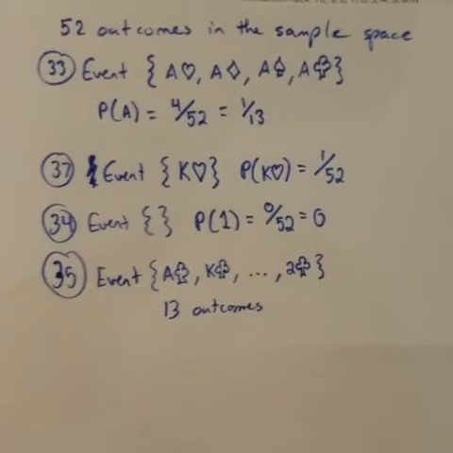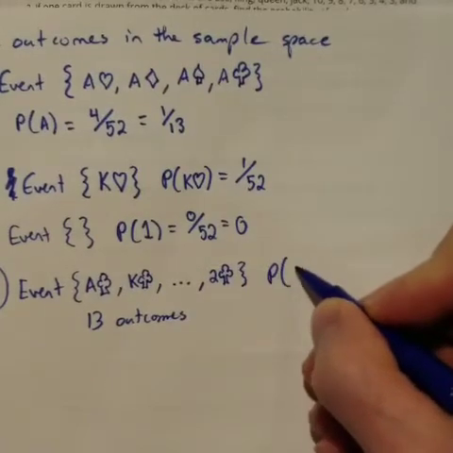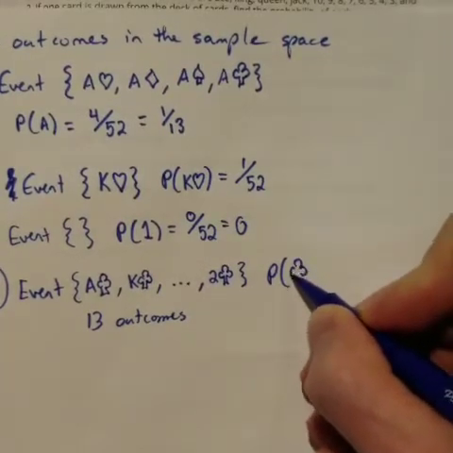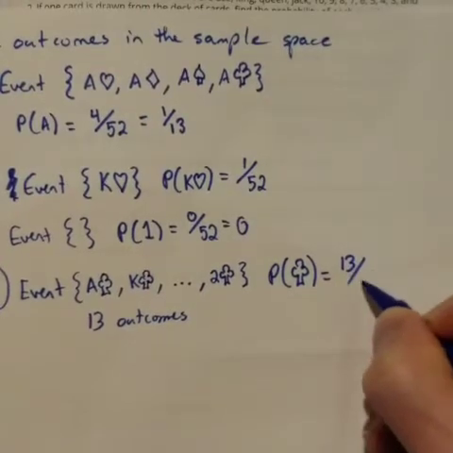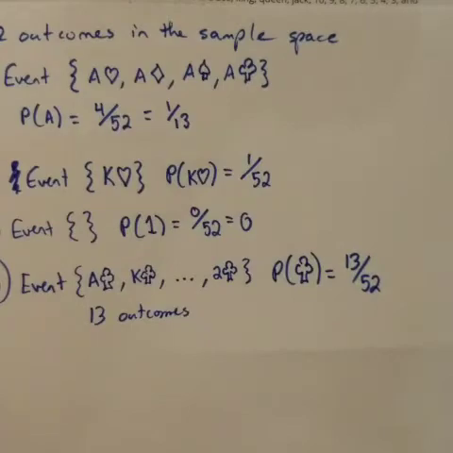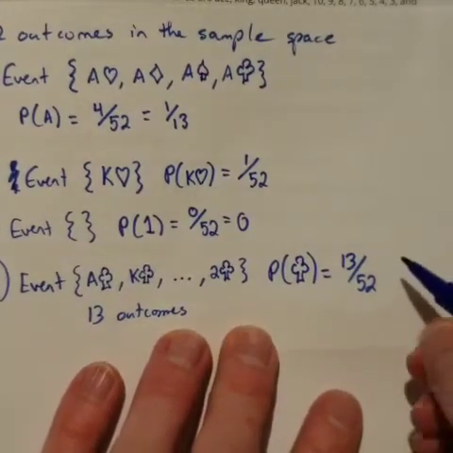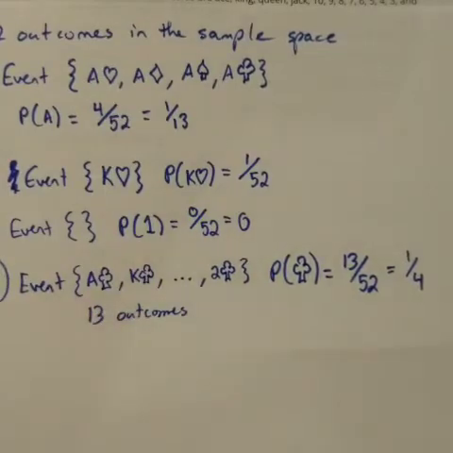All right, so the probability of getting a club is equal to 13 out of 52. Now 13 out of 52 does reduce, both are divisible by 13, and you would end up with a 1/4 probability. Okay, 1 out of 4. Remember, 4 times 13 is 52. That's how you get 52 cards in a deck.